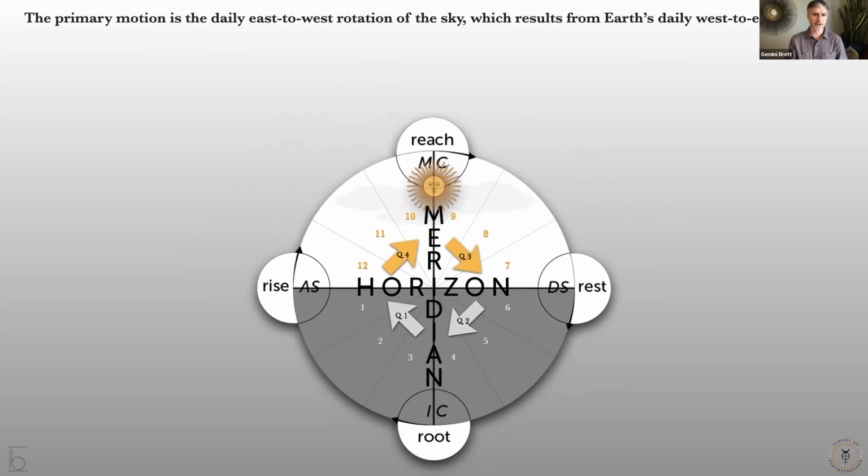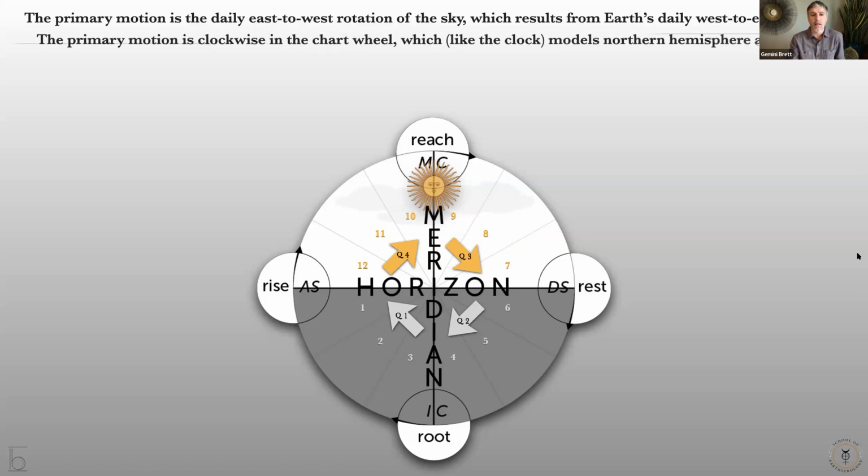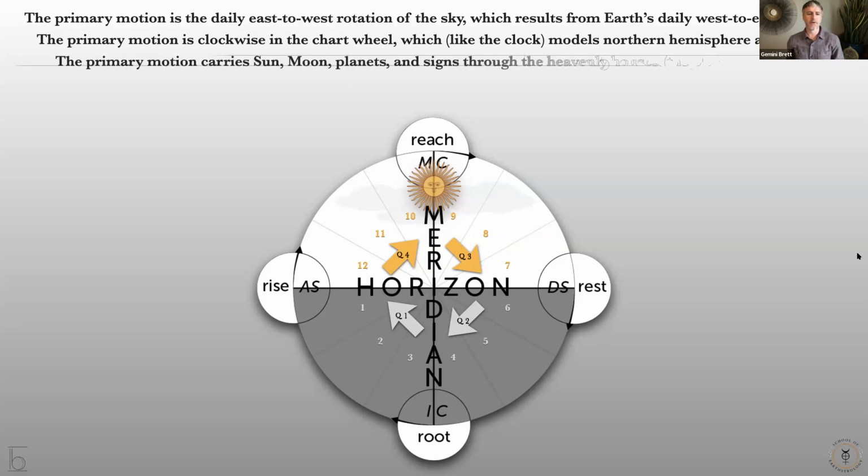The primary motion, okay, Earth's first motion is the daily east to west rotation of the sky, which results from Earth's daily west to east rotation, right? Earth is spinning west to east, and our experience of that spinning, that daily rotation from Earth as earthlings is the heavens spinning from the east to the west, carrying with them the sun and the moon and Mercury, Venus, Mars, Jupiter, Saturn too, and the stars of the zodiac moving clockwise, at least to the northern hemisphere sky, from the east to the west, through the south, moving left to right, clockwise. And the chart is based upon the northern hemisphere sky. The primary motion is clockwise in the chart wheel, which, like the clock, models northern hemisphere astronomy. The primary motion carries sun, moon, planets, and signs through the heavenly houses every day.